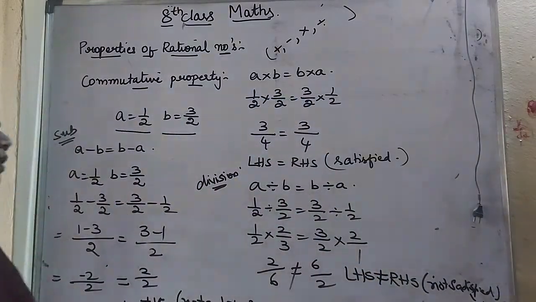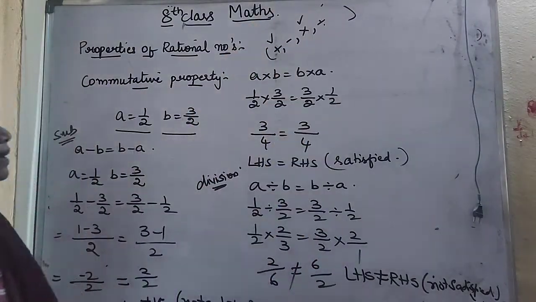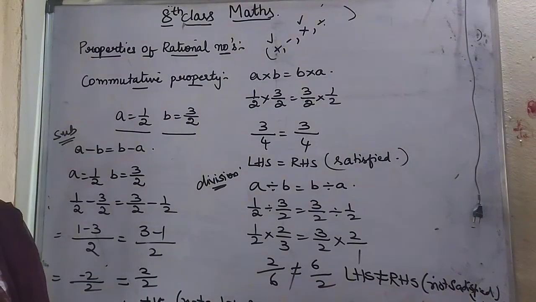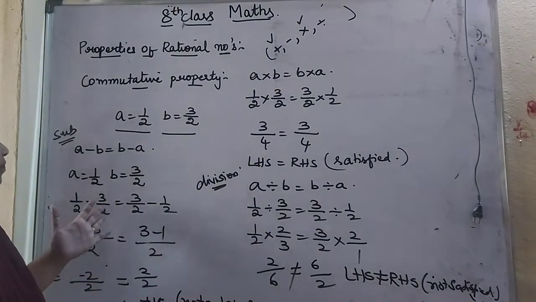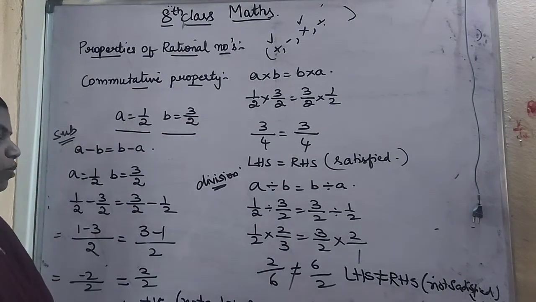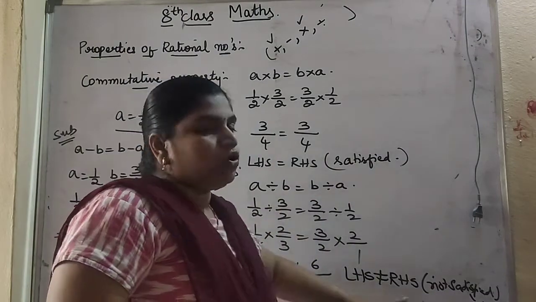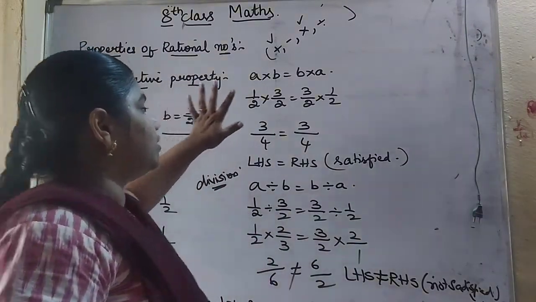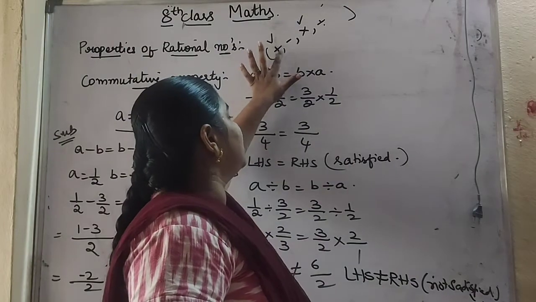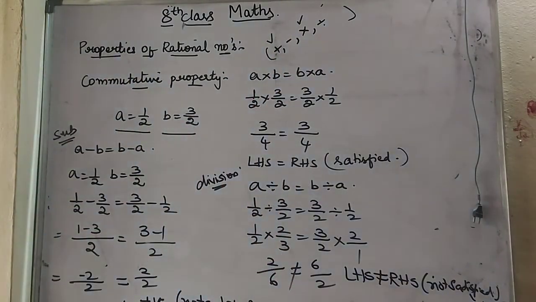So the commutative property is satisfied under only two basic operations, that is addition and multiplication. Subtraction and division do not satisfy it. So here addition has been satisfied, subtraction we got not satisfied, multiplication we got satisfied, and division we got not satisfied. So the commutative property is satisfied under only two basic operations, that is addition and multiplication.